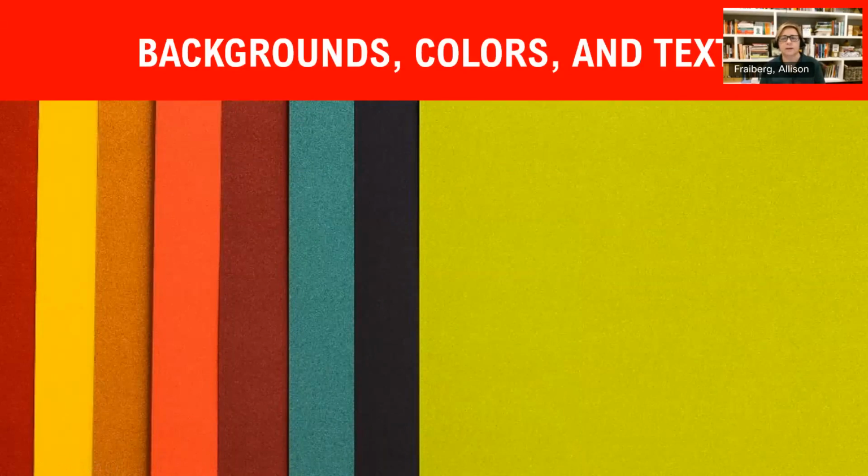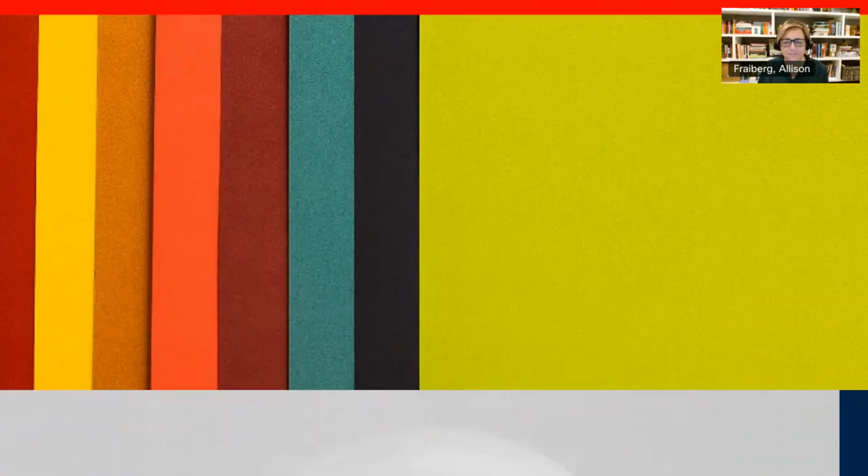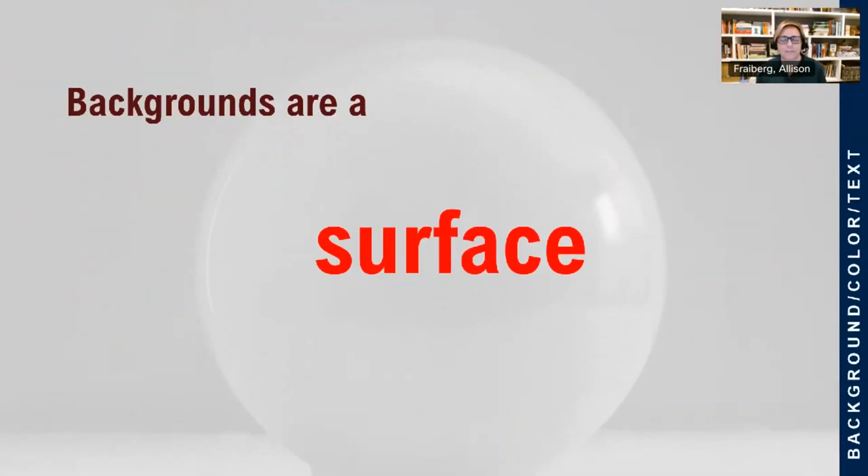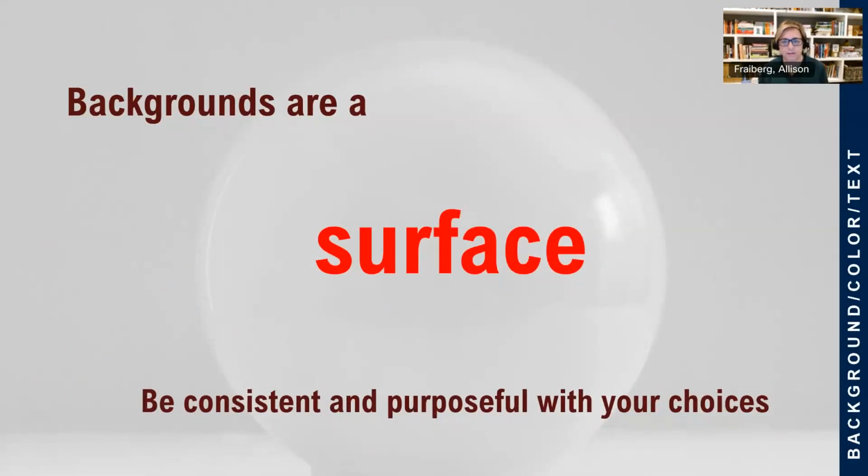All right, let's go over some backgrounds, colors, and text. Try to think of backgrounds as a surface, like a table, okay? Now, when you're setting the table, you're setting it for people, right? And how often have we gone to holiday dinners and there's a huge centerpiece on that table? And no one can see each other, and you're ducking your head all over the place just trying to have a conversation. That is not a good use of surface.